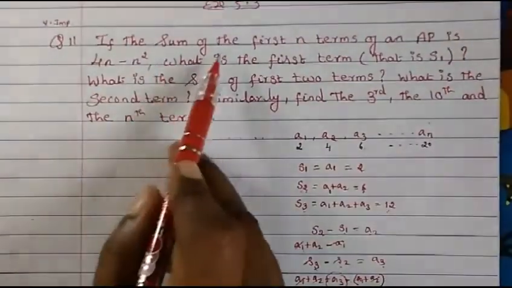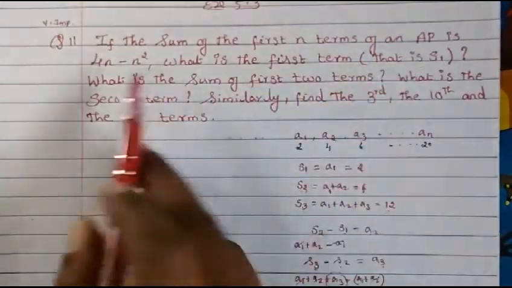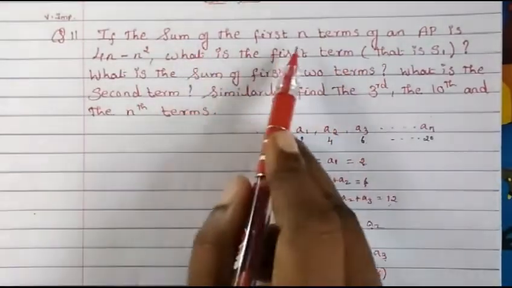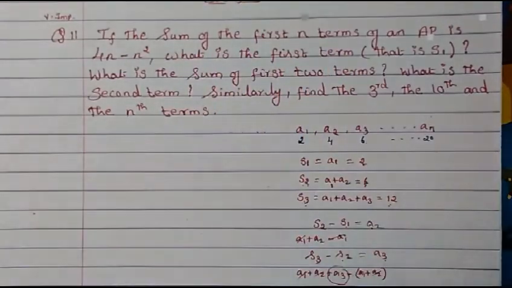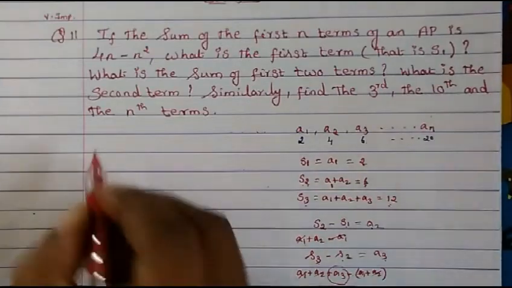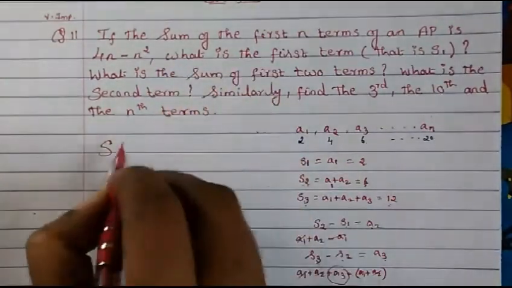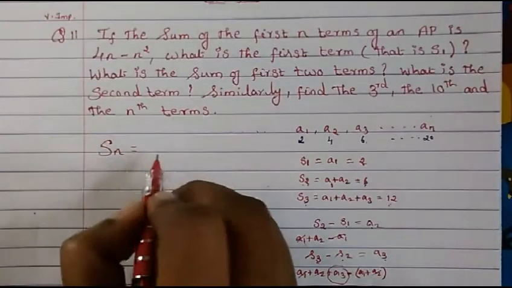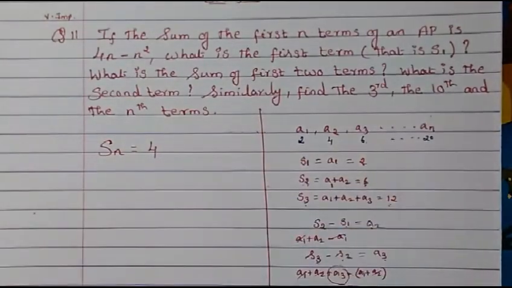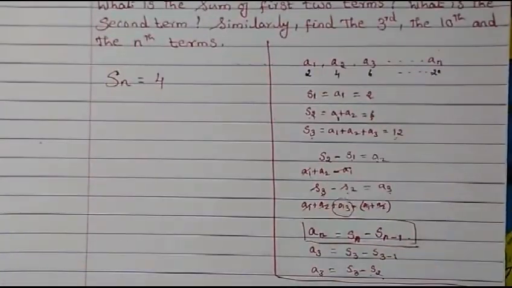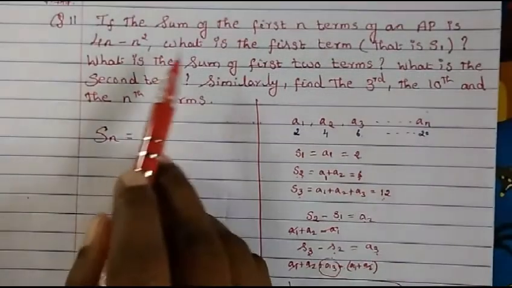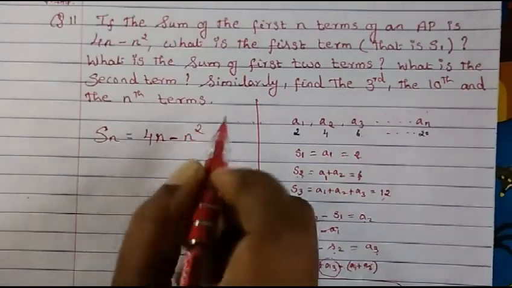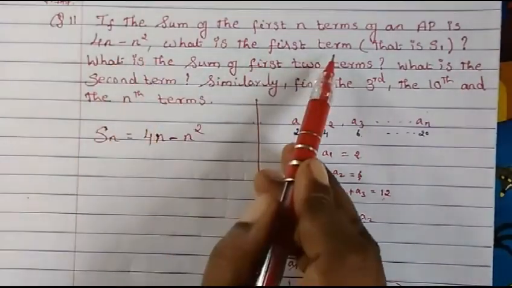The question is: if the sum of the first n terms of an AP is 4n minus n square, what is the first term? So the sum of the first n terms is given to us, that is 4n minus n square. It is given to us. Okay. So what is the first term?